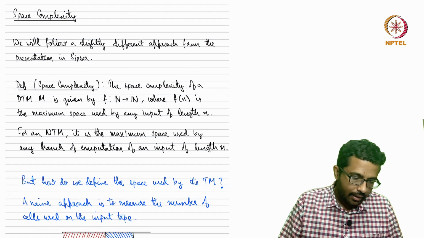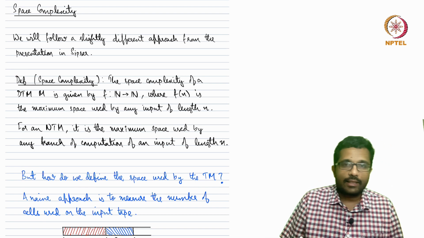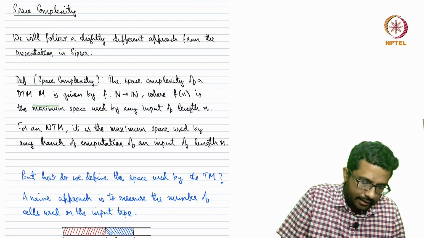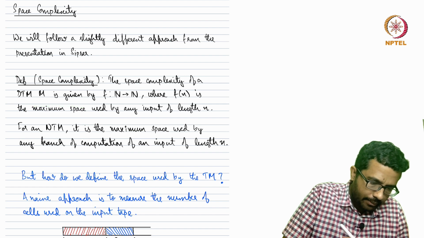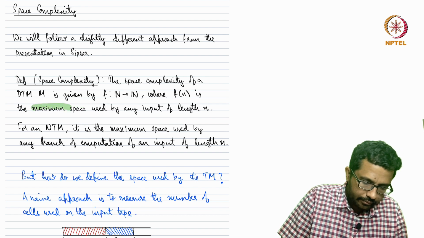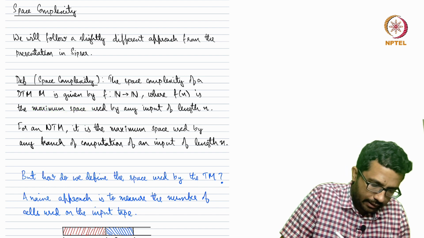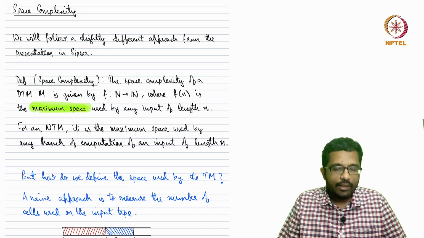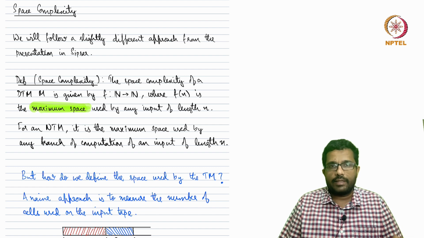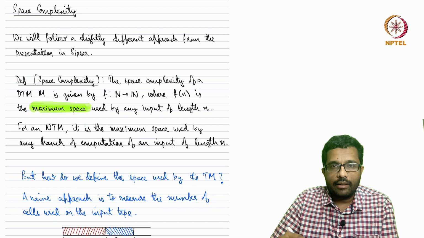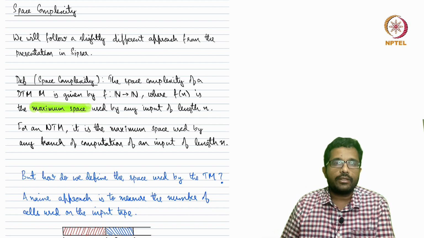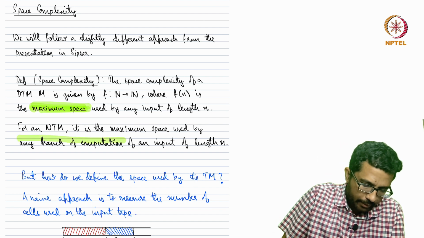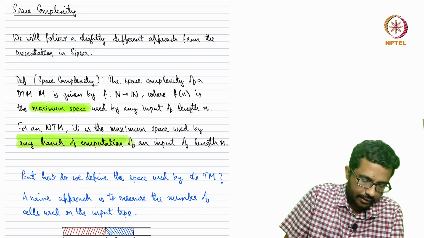Right? So space complexity is given by a function just like time complexity, right, where the function indicates the maximum space required by any input of that length, right? So just like time, instead of maximum time required, we are saying maximum space required. And for a non-deterministic Turing machine, it is the maximum space used by any branch of computation over all the inputs of length n, right? So in a non-deterministic Turing machine, it is the maximum over all the branches of computation, right?